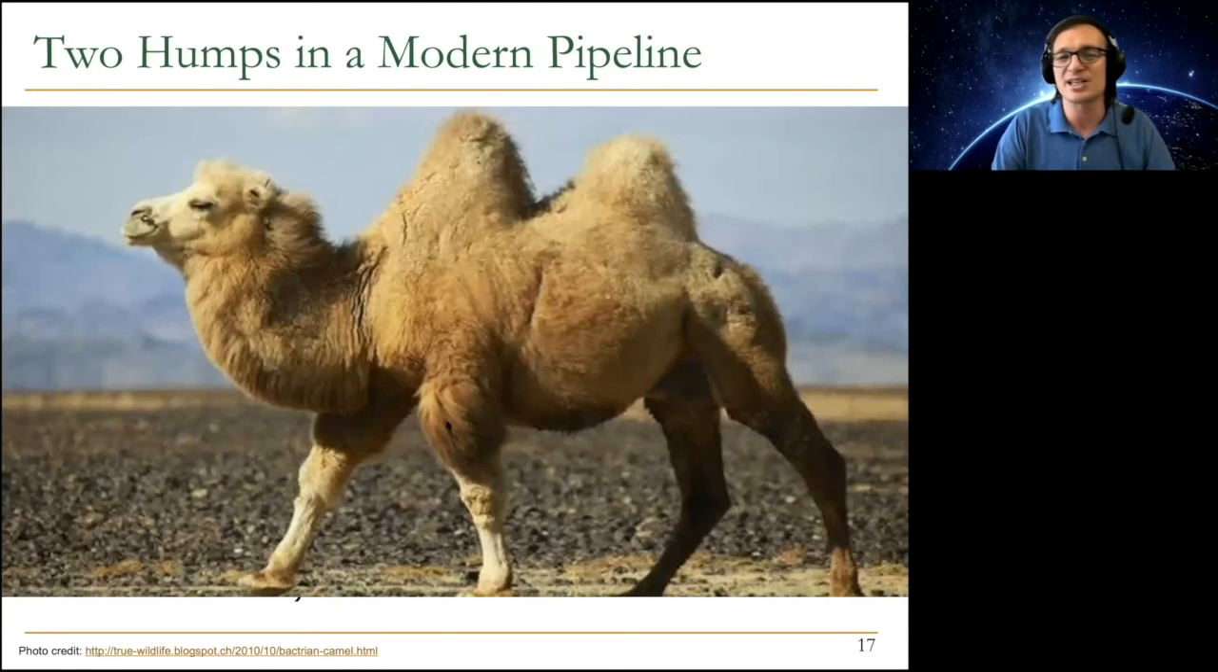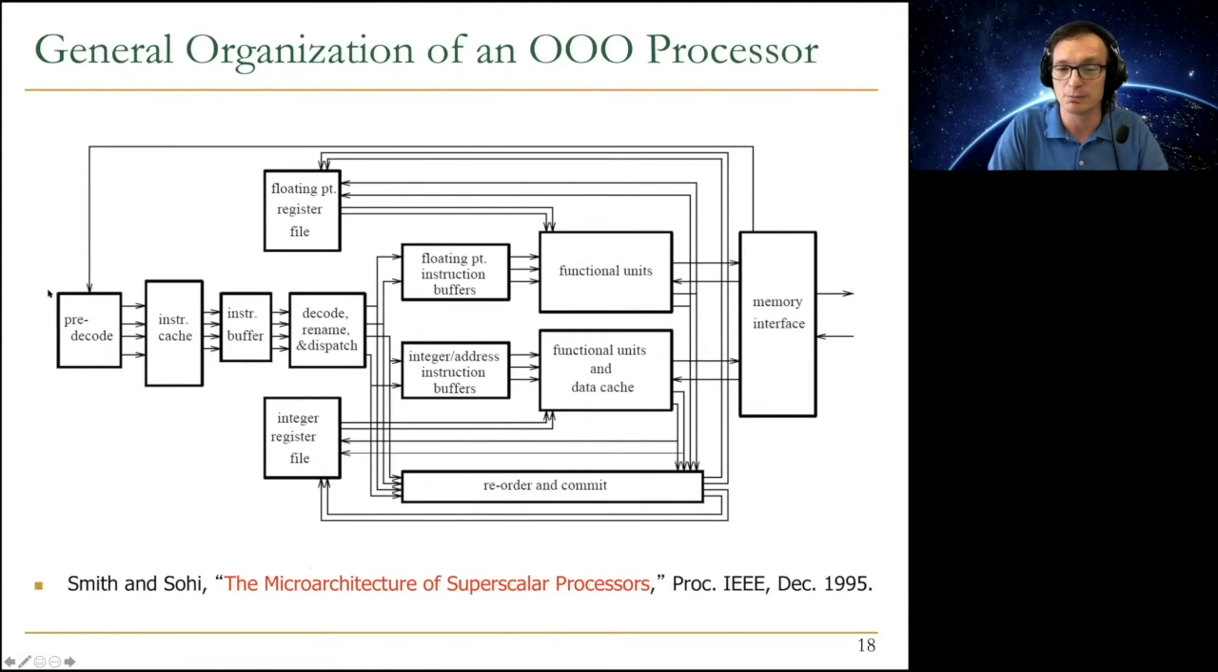And this is a general organization of an out-of-order processor from the paper that I recommended. I would recommend reading it actually before next lecture. That would help you understand the next lecture a little bit better.